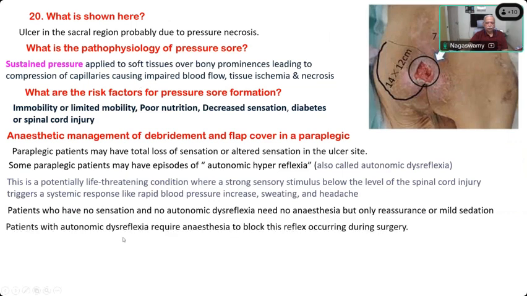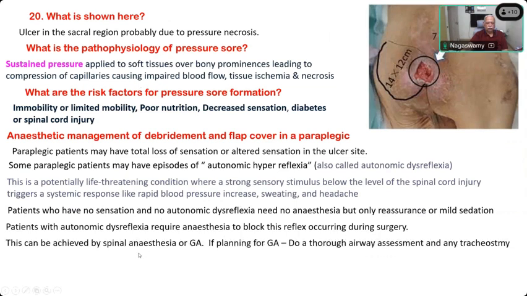But patients with autonomic dysreflexia, with a history of sudden rise in blood pressure, headache, sweating episodes, they require anesthesia to block this reflex, which can occur during surgery. So this can be achieved by spinal subarachnoid block. You may be wondering, already patient is paraplegic. Is it safe to give spinal? Yes, you can give a spinal subarachnoid block even in a paraplegic patient to block mainly the autonomic dysreflexia.